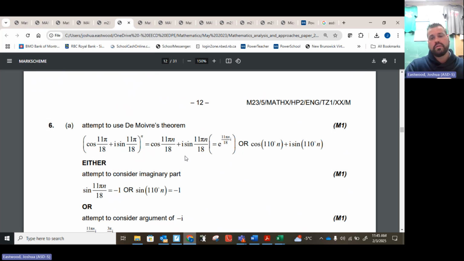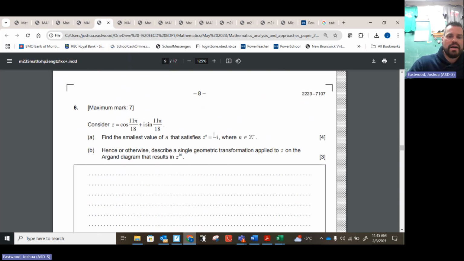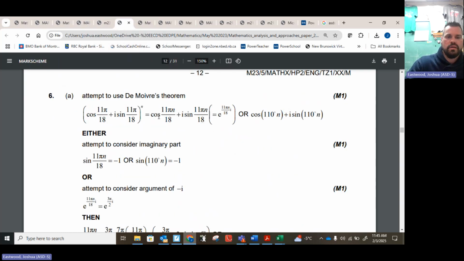And as we discussed previously in one of the earlier questions, sine is 0 at 0, at any multiple of 2 pi from 0, or when it's pi. And if you want it to be minus 1 or plus 1, then it's at pi over 2 or 3 pi over 2. So we have to look at what we're gunning for. What we're gunning for right now is minus i, which means the sine of 11 pi n over 18 has to equal minus 1.